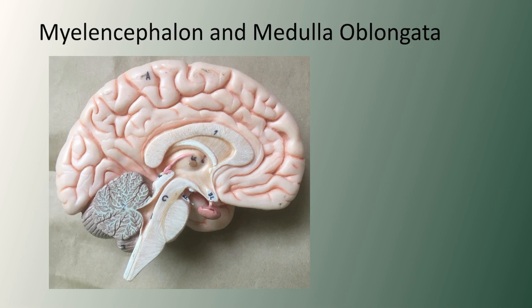Now we're taking a look at mesencephalon and medulla oblongata. This is the medulla oblongata. You want to remember that medulla oblongata has cardiac control and respiratory control.